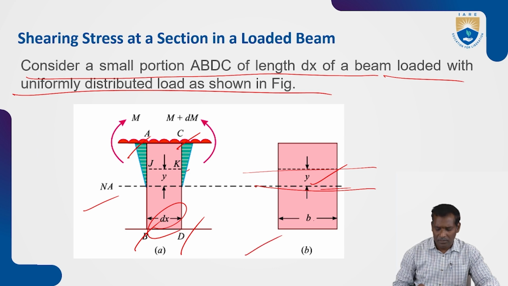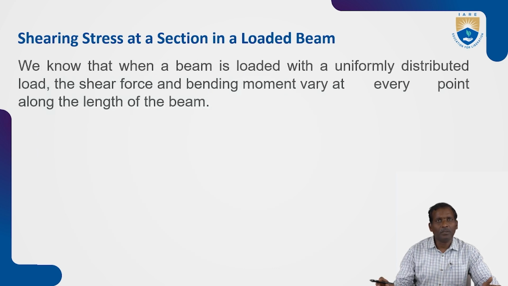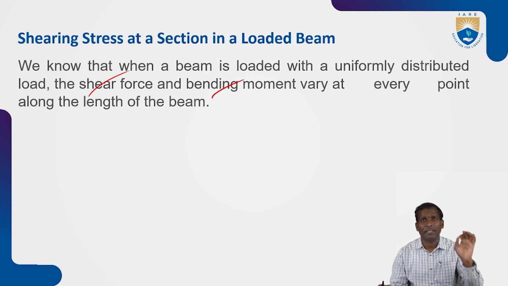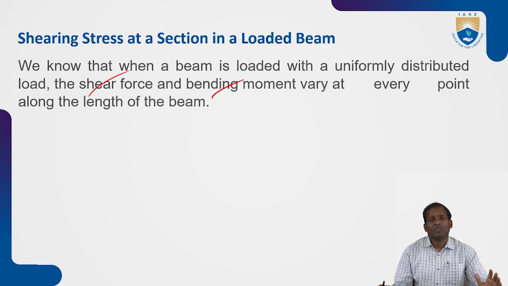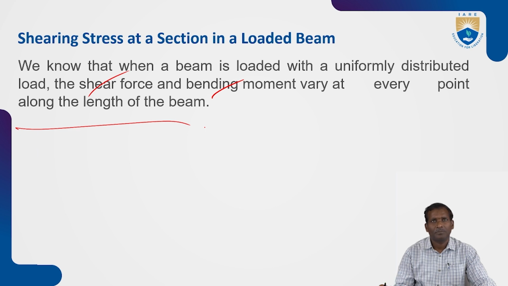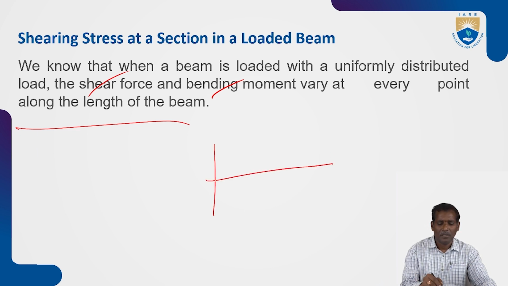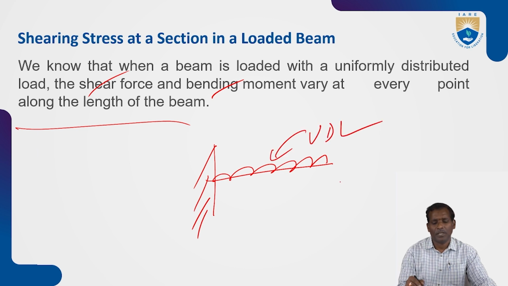Okay. The section width is b. We know that when a beam is loaded with a uniformly distributed load, the shear force and bending moment vary at every point. As we have already learned in shear force and bending moment diagrams, the shear force and bending moment values vary at every point along the length of the beam whenever the beam is subjected to a UDL.